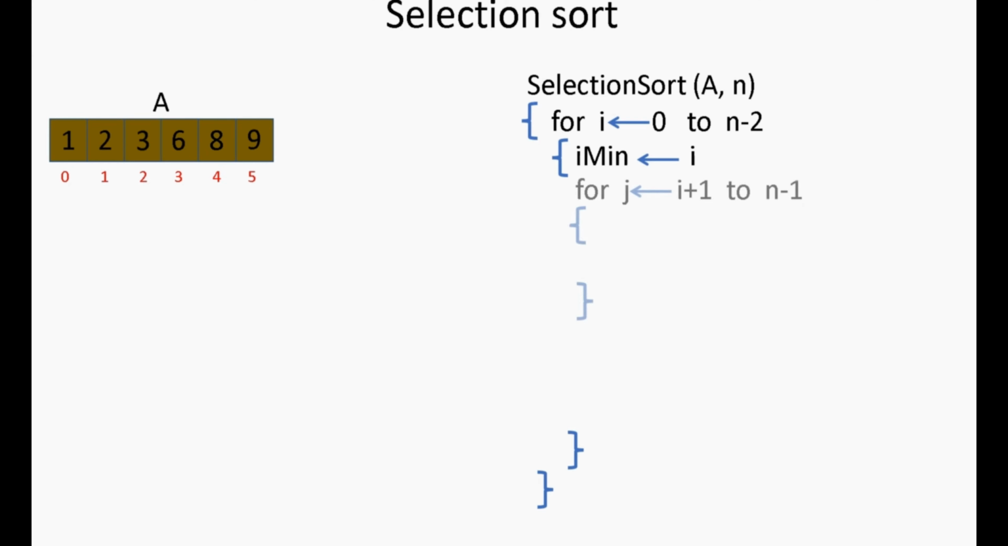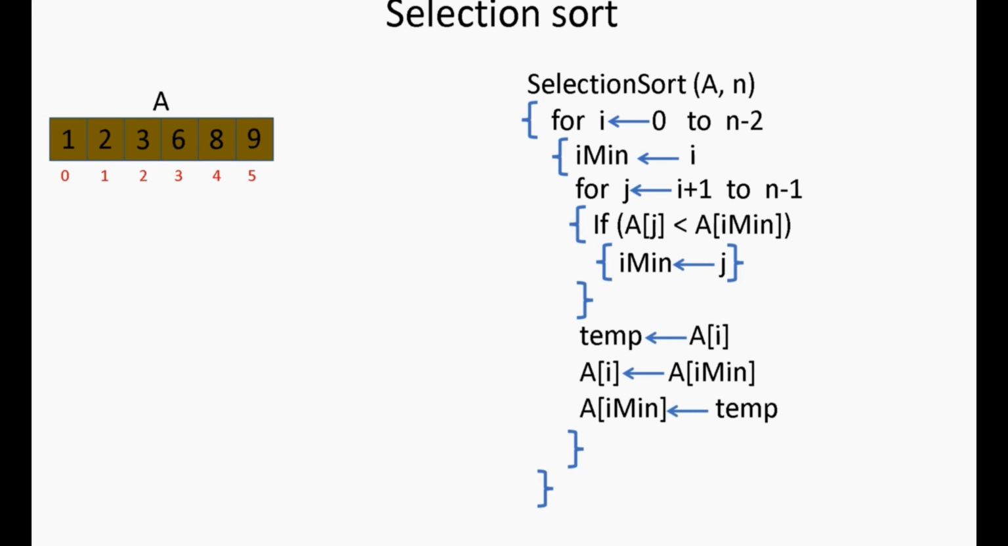So for j equals i plus 1 to n minus 1, and while scanning, if you find A of j lesser than A of iMin, we will update the minimum. Now, when we come out of this second loop, we will have the position of the minimum value in the list. So we will swap it with the element at index i. We will do so by using a temporary variable. And this is how our function will look.